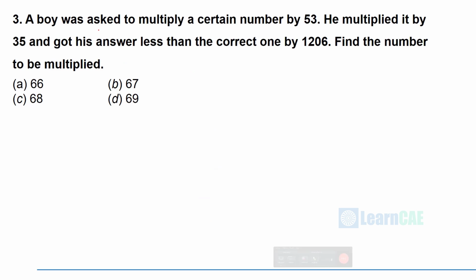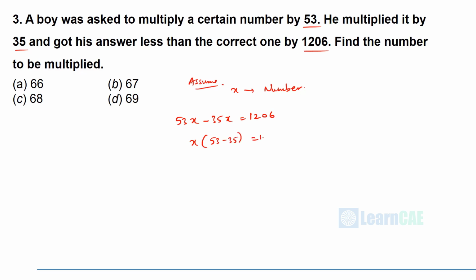Next question. A boy was asked to multiply a certain number by 53. He multiplied it by 35 and got his answer less than the correct one by 1206. Find the number to be multiplied. Let the number be x. Assume x is the number. Therefore, 53 into x minus 35 into x is equal to 1206. Taking x common, x into (53 minus 35) is equal to 1206. 53 minus 35 is 18. X is equal to 1206 by 18.